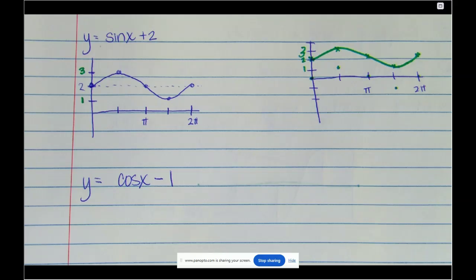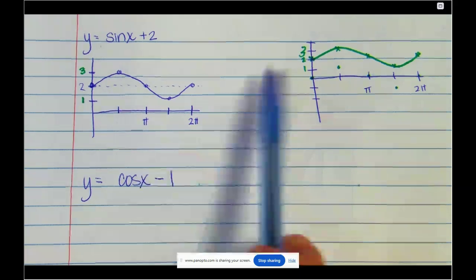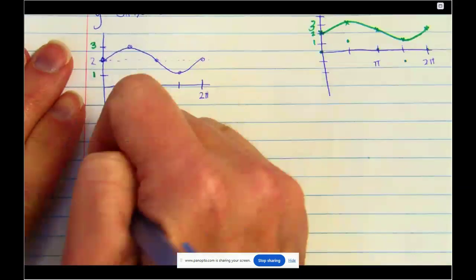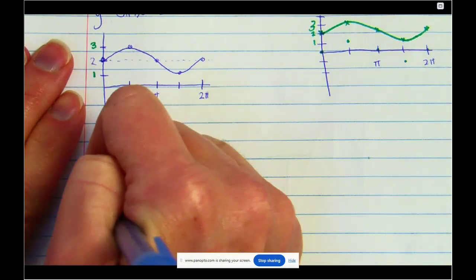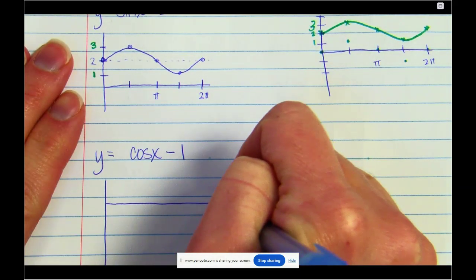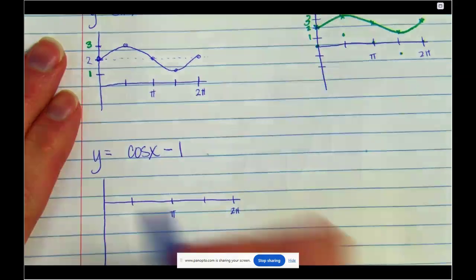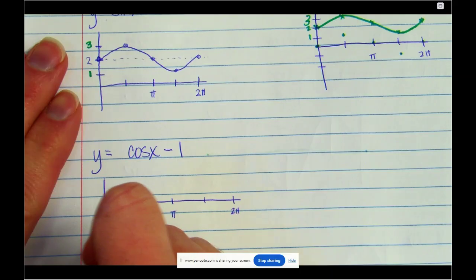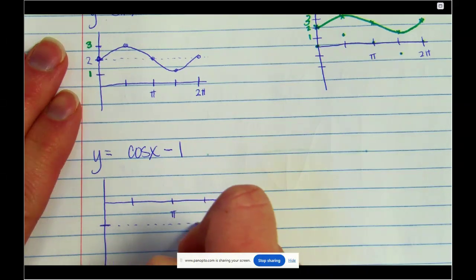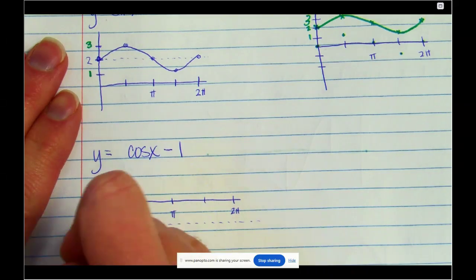What is the vertical shift here? Down 1. So you either need to start with your original cosine graph and move everything down 1, or you need to draw your x-axis, because you got to do that anyway. And then put your dotted line at -1, and then treat that as your x-axis.